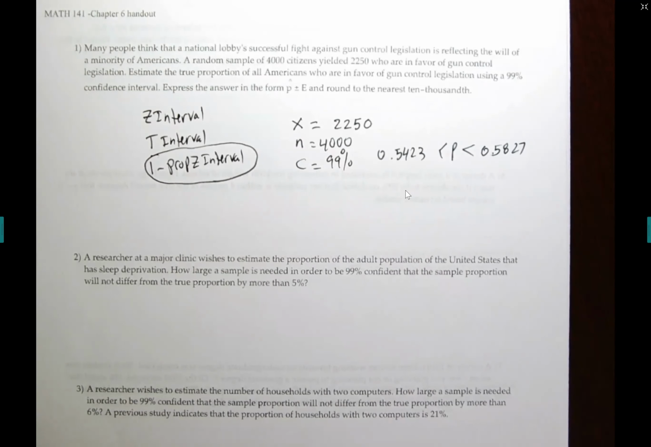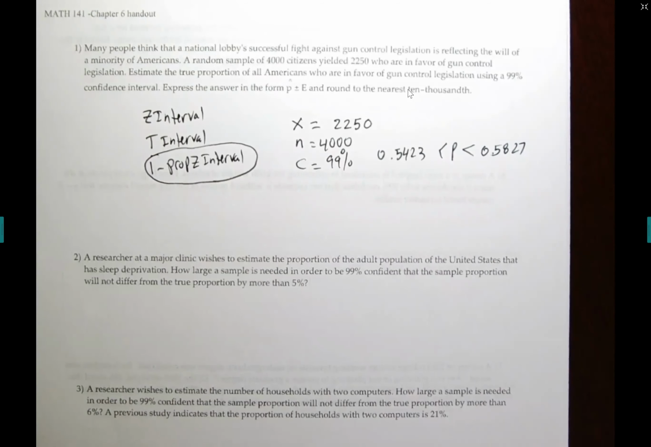Okay, any questions? Now a question to you. Based on the interval, is it a majority or a minority who favor gun control? You see, that's how polls are done. This is how CNN makes predictions. It's based on all those confidence intervals and hypothesis tests that they make. So what do you guys think? Is it true that it is a minority of Americans who favor gun control?